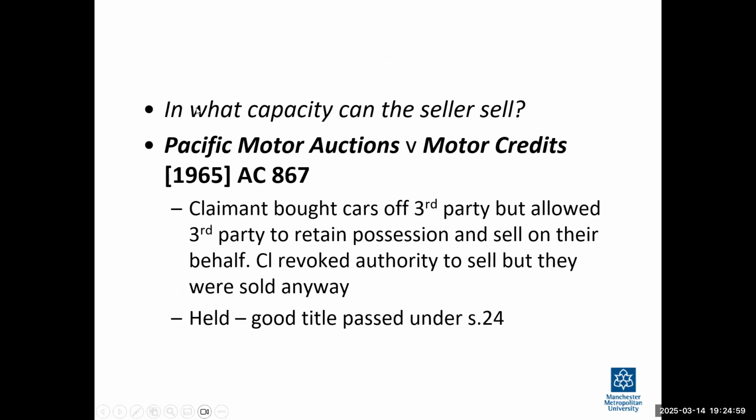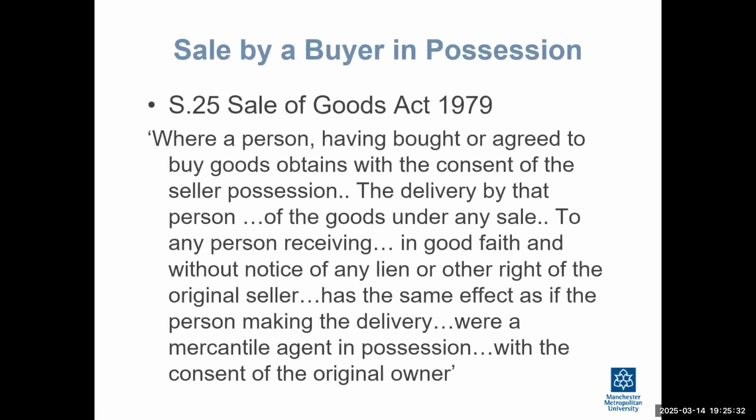But you have to be sure that we know the capacity in which that seller is selling. He has to be selling upon his authority as a seller. So we've seen a case here where the court said, although the claimant revoked the authority to sell, the good title passed. So we see how the law has done a really good job of protecting the ownership rights of the innocent owner. The court goes to extra length.